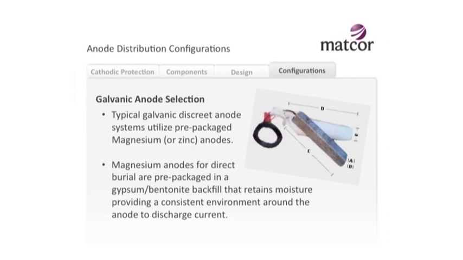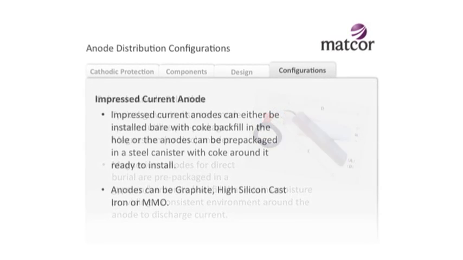That's what that galvanic anode looks like. It's a hunk of magnesium. We stick it into a sack that's filled with a backfill material, and you bury it next to the structure you're trying to protect. You can do the same thing with an impressed current anode.